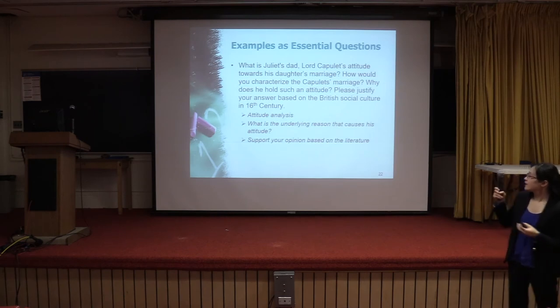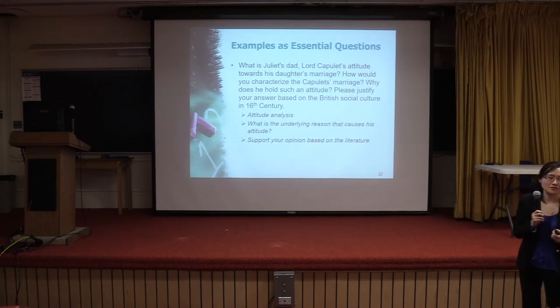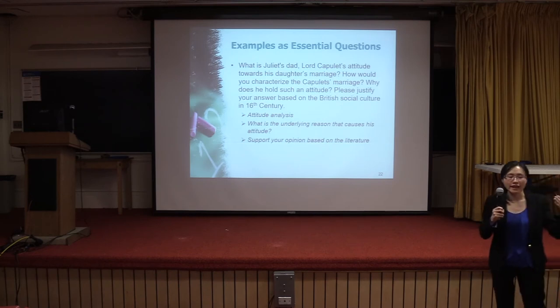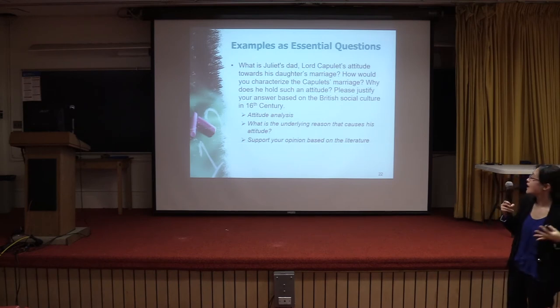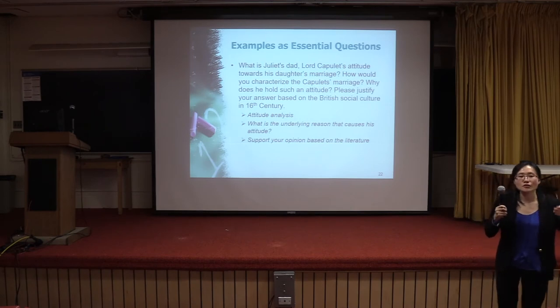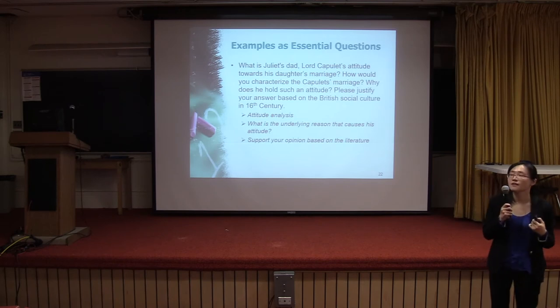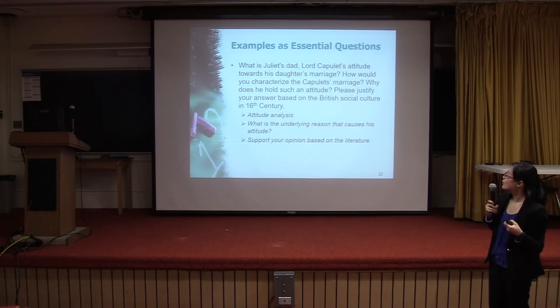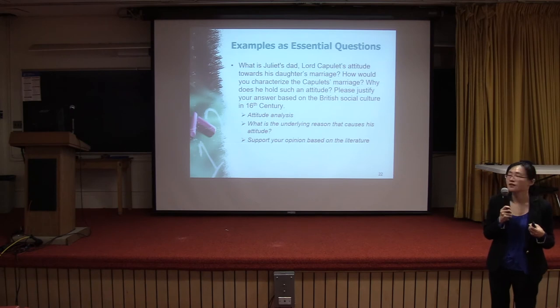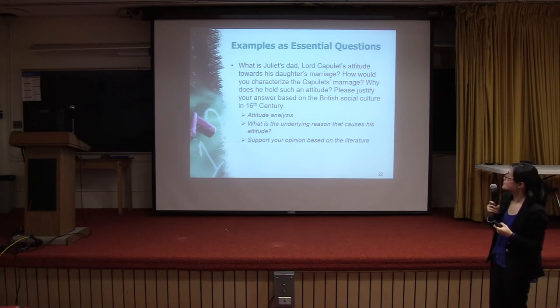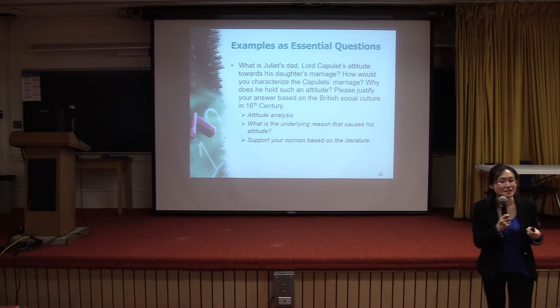Okay, so here are samples of essential questions. If you look at them deeply, you will find that all the questions are based on the social culture of the 16th century. Like, what is Juliet's dad, Lord Capulet's, attitude towards his daughter's marriage? How would you characterize it? Why does he hold such an attitude? Please justify your answer based on the British social culture of the 16th century, okay?